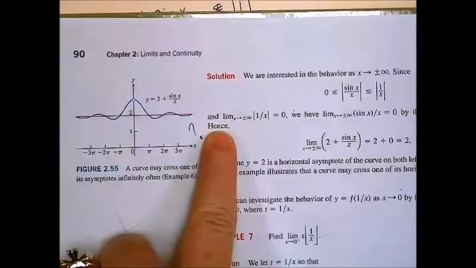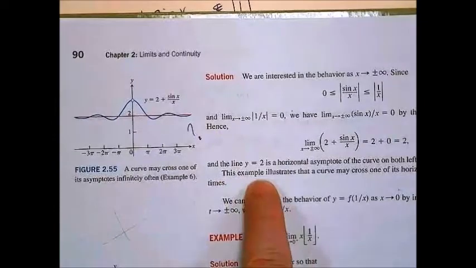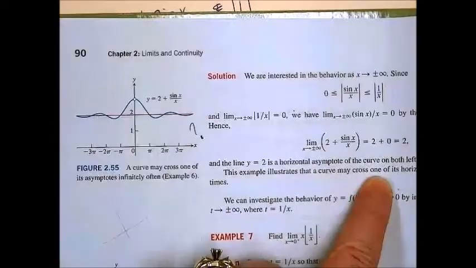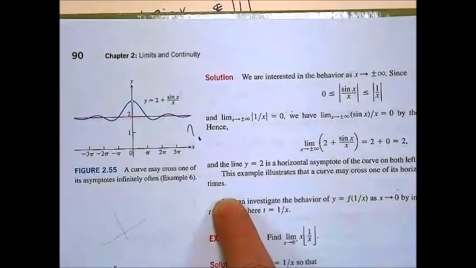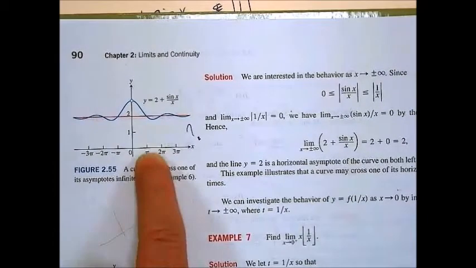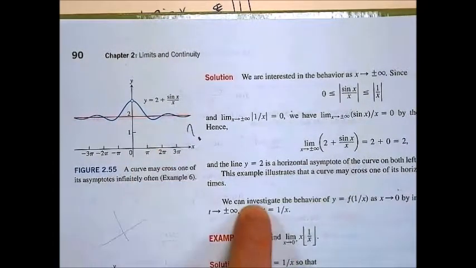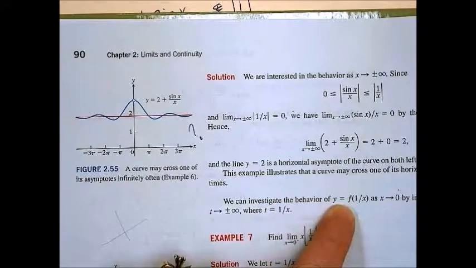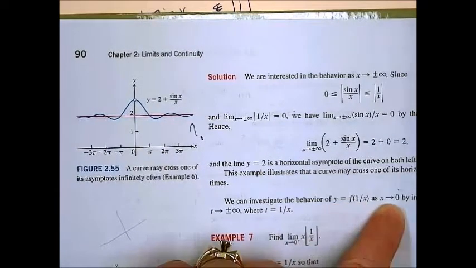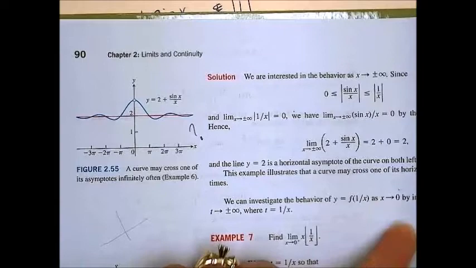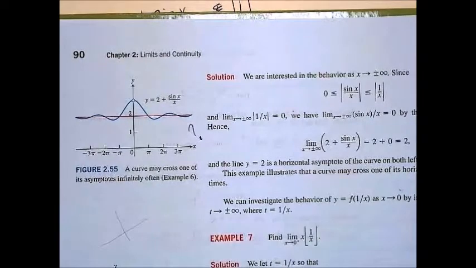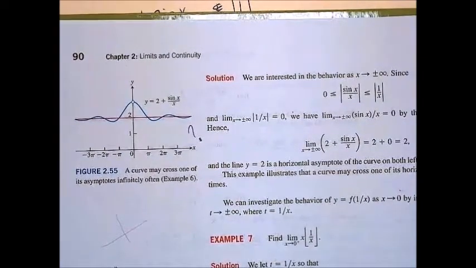It says this example illustrates a curve that may cross one of its horizontal asymptotes many times. It happens. It's going to cross it a few times. We can investigate the behavior of y equals f of 1 over x as x approaches 0 by investigating f of t as t approaches infinity, where t is equal to 1 over x.